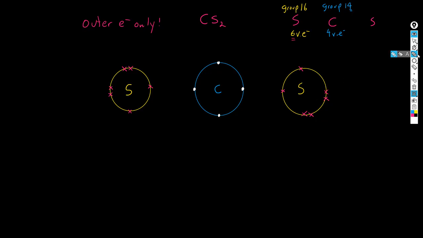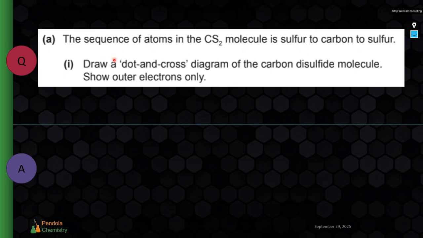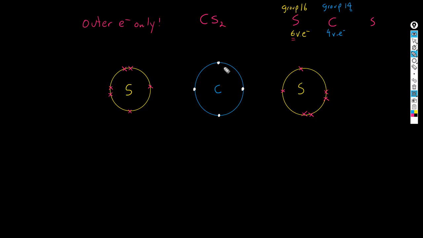Now, one of the things that is very important for you to double check is to make sure that in the question they don't tell us which ones they want us to use. So the question reads, draw a dot and cross diagram of the carbon disulfide molecule, show outer electrons only. It doesn't tell us use crosses for carbon, use dots for sulfur, or vice versa. It just tells us use a dot and cross diagram. You will see some questions where they specifically tell you to use dots for one element, crosses for the other. If they do, you need to make sure that you follow those instructions. But in this case, that's not what we're looking at here. So we can choose to use crosses or dots whenever we want, wherever we want.